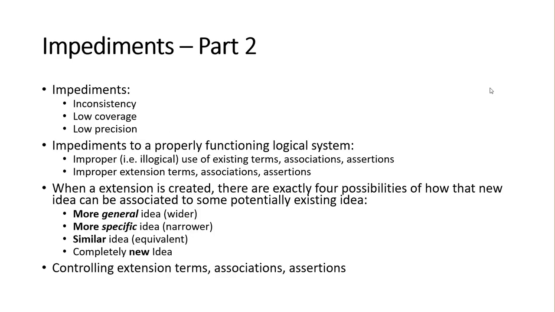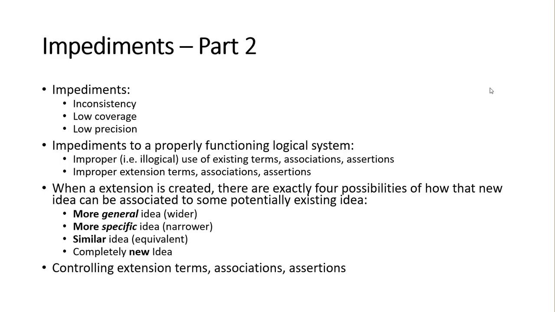So again, impediments. There are three things that impede creating a properly functioning system. You have inconsistencies within the logical system. The statements are not consistent, or they contradict one another. You leave information out of the logical system. You leave a rule out, or you just make a logical error. You make a statement about a fact that's incorrect. Those are pretty straightforward, and they were covered in the first video.